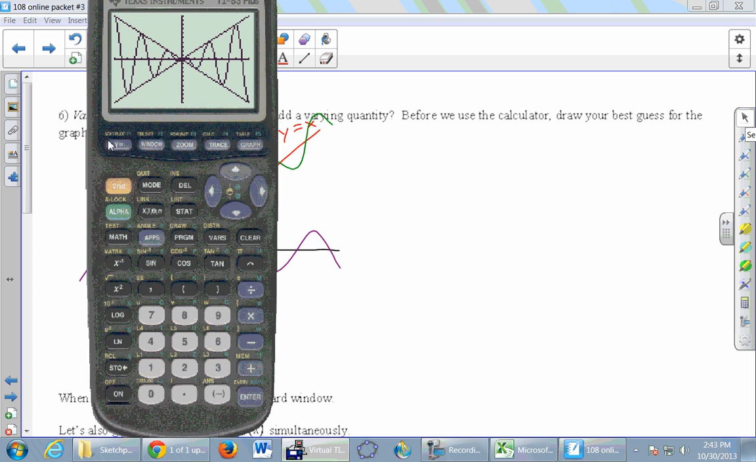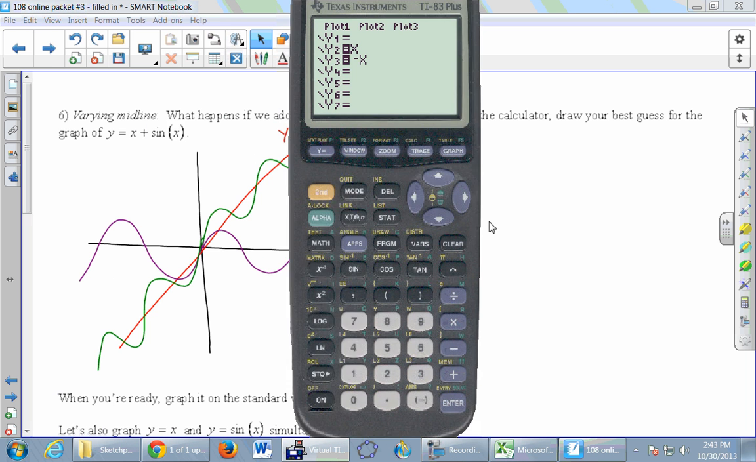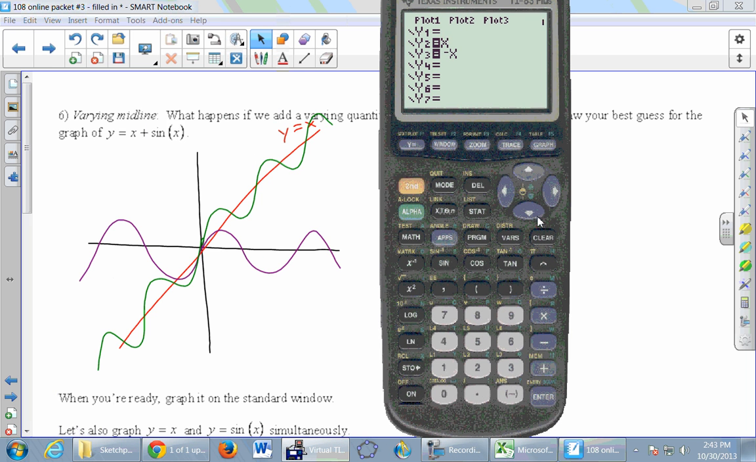And let's type this thing into the calculator here. So I like graphing y equals x. You know what, let's not graph that first. Let's just graph x plus sine x. And before I hit enter here, again, I just want to say that I think this is a perfectly good first guess, this green thing that we've drawn.